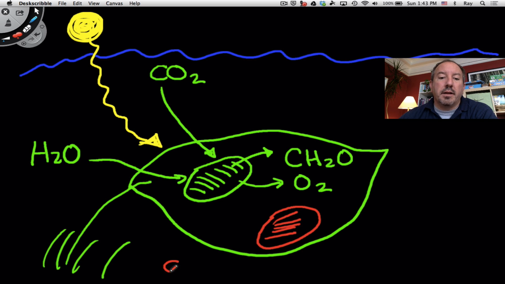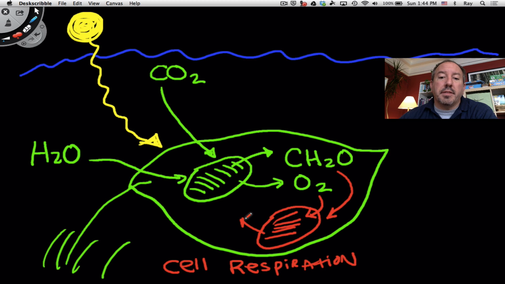So let me write that out. Cell respiration. The reason that they're producing carbohydrate and oxygen is so that they can burn it. And so the sugar and the oxygen is burned in cell respiration, and the outputs of cell respiration are carbon dioxide and water. Fancy that. It's basically the cycle, the energy cycle.